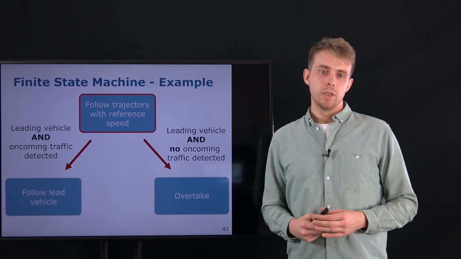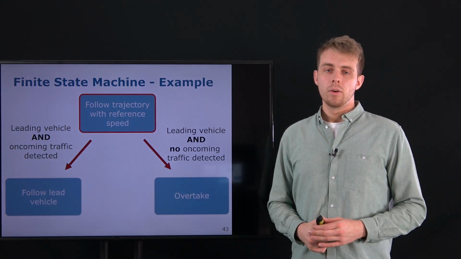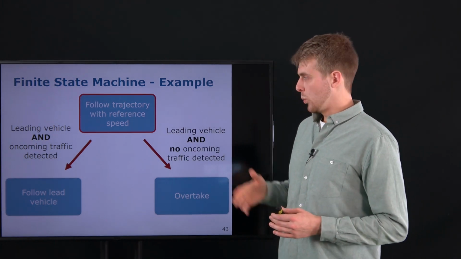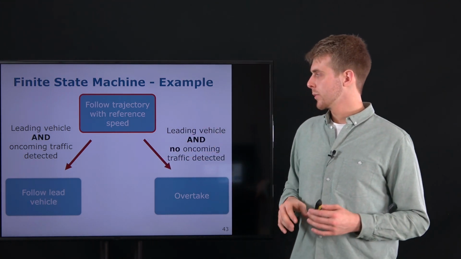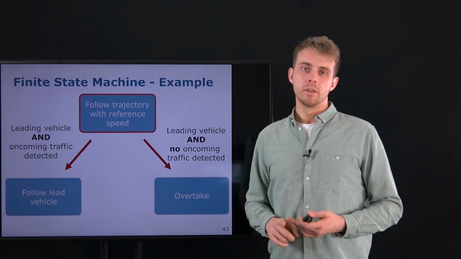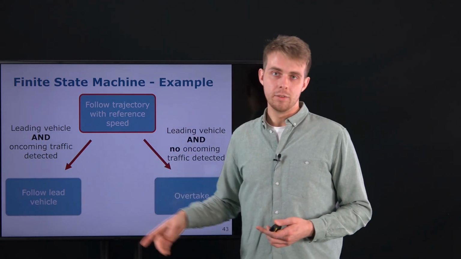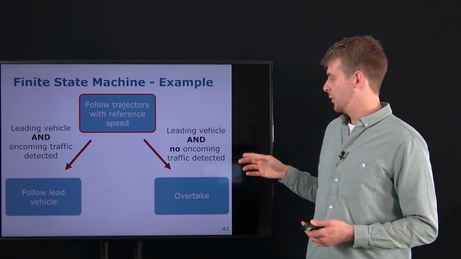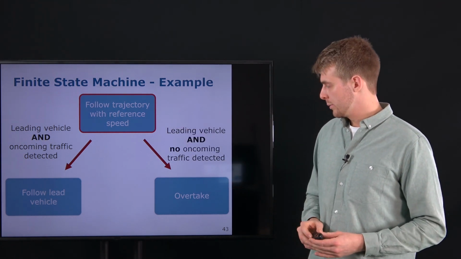And let's now imagine we are in this state right now. So we have the trajectory, we follow it, and now we need to measure our environment and see what happens around us. So we stay in the state as long as these two transitions or conditions do not hold. So in case we detect a leading vehicle now and we detect oncoming traffic, we decide to follow the lead vehicle because we don't want to crash. And if there is a lead vehicle and we don't have traffic on the other lane, we can overtake. So in that case, we move to this maneuver.